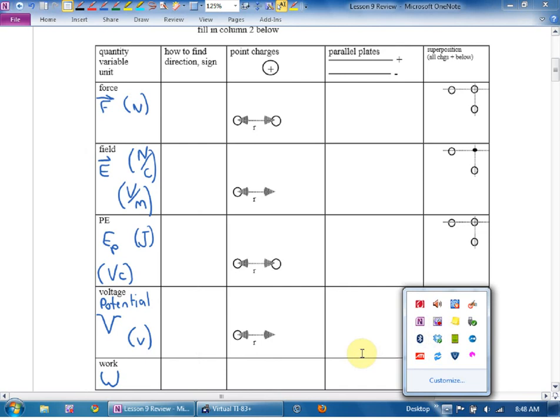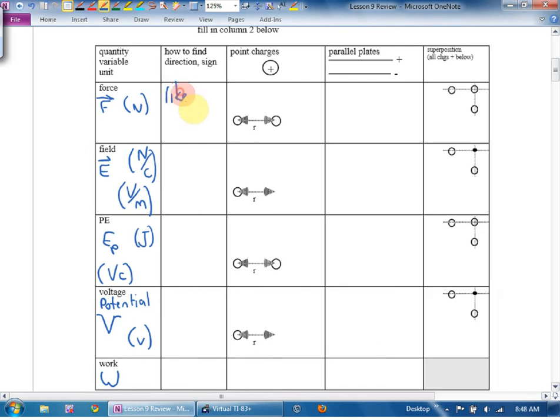Okay. Like charges repel, unlike attract. What was the force equation for point charges? So find the equation that has an F in it and has more than one charge in it. Which equation do we use for point charges? Okay, so we used F equals k Q1 Q2 over r squared.